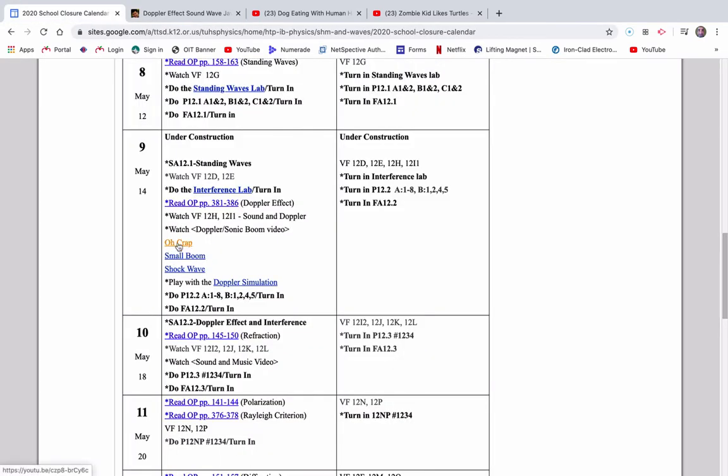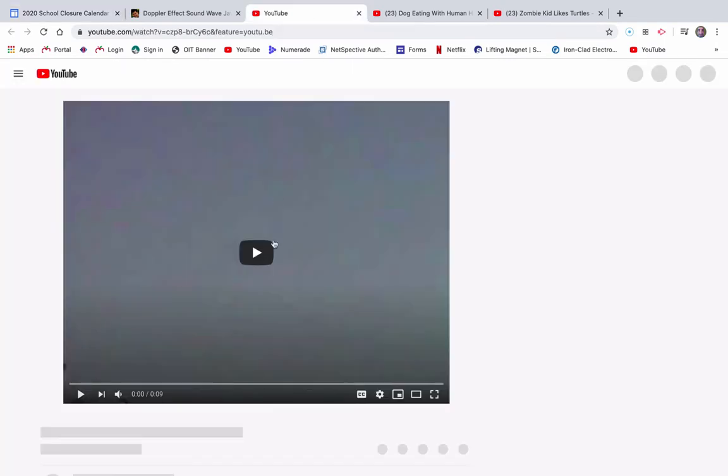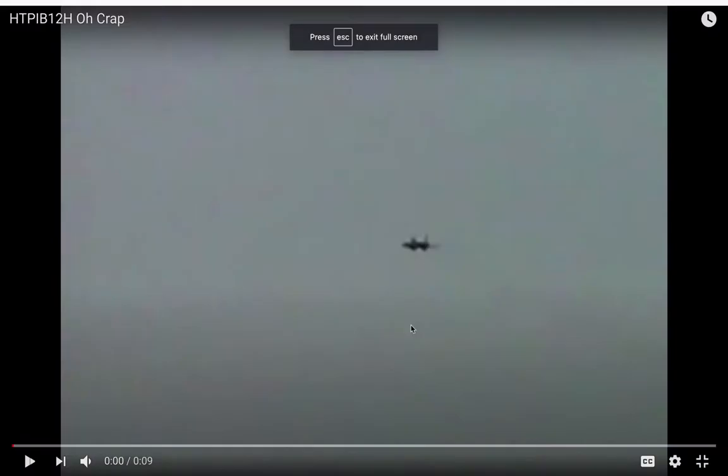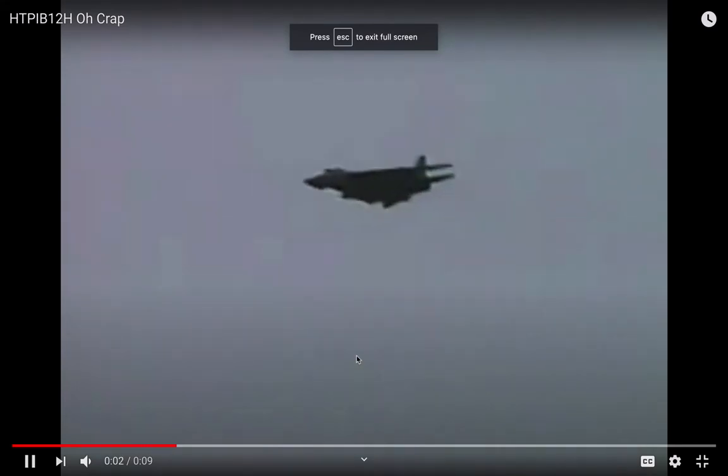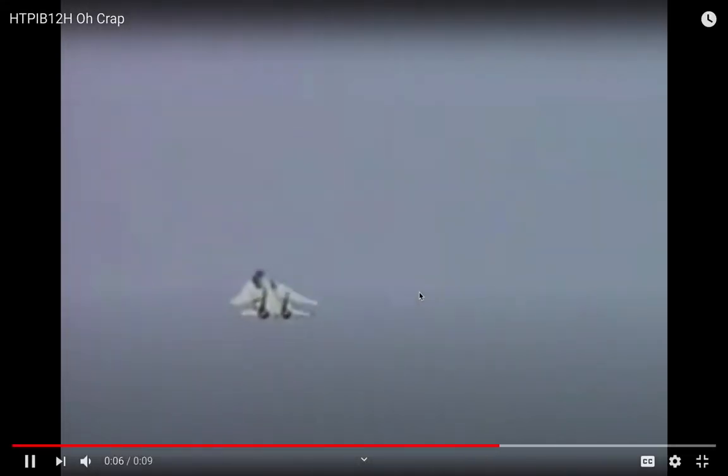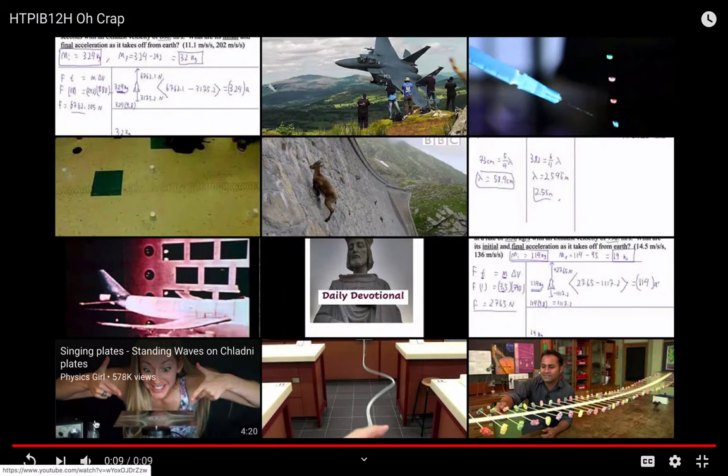The first one I want to show you here is just an airplane going by. Now there's some mature language here. Okay. Watch as he soars. Okay, that was a bad word. Okay, but just take a look.